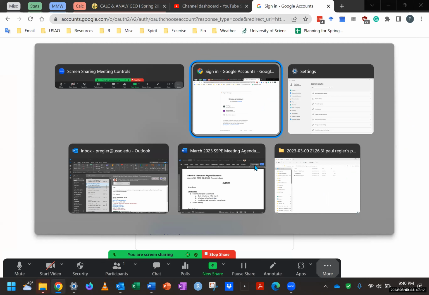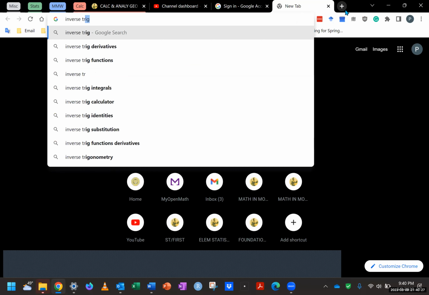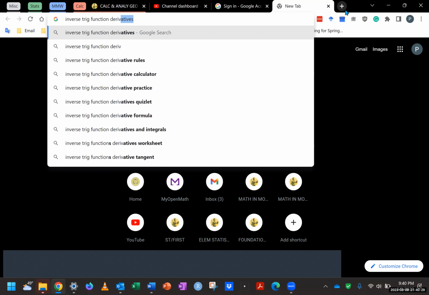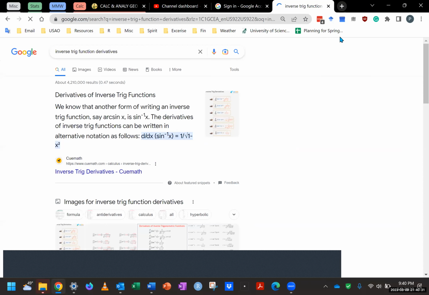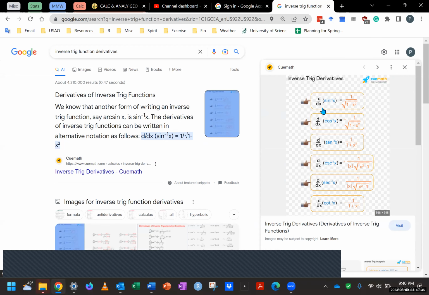So, yeah, OneNote crashed. So as a recap, you can check all these derivatives actually. You can go to inverse trig function derivatives and check all your work. Find a table. And so here's the other inverse trig function derivatives. Cosecant inverse, secant inverse, and cotangent inverse all have formulas. So that's pretty nice.